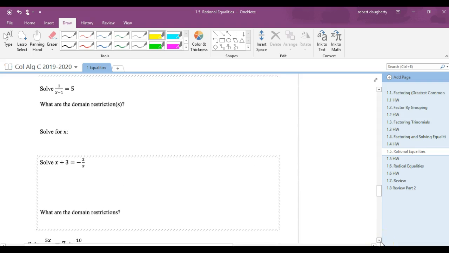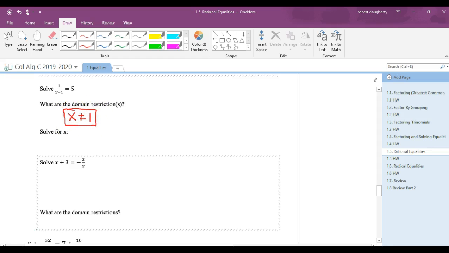Okay, you guys work on this one, okay? Take a look at that one. 1 over x minus 1 equals 5. See if you can find the domain restrictions and solve this guy for x. Yeah, so that one's pretty easy. x cannot be 1.